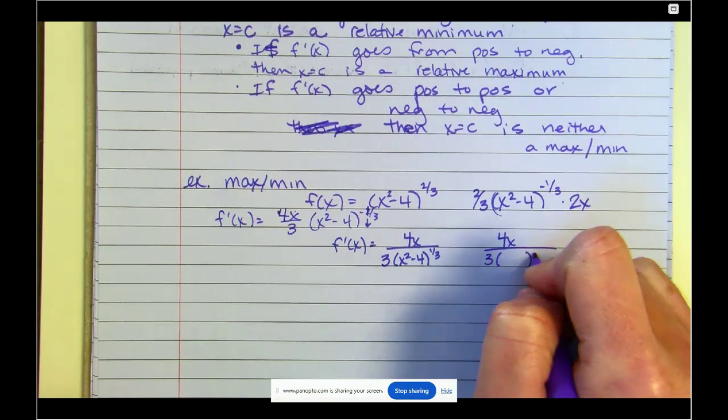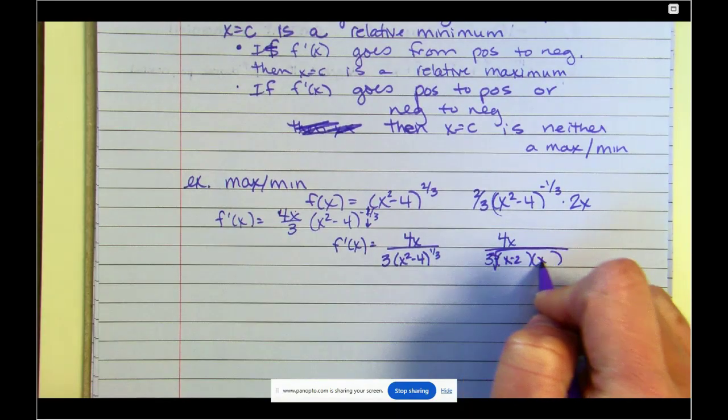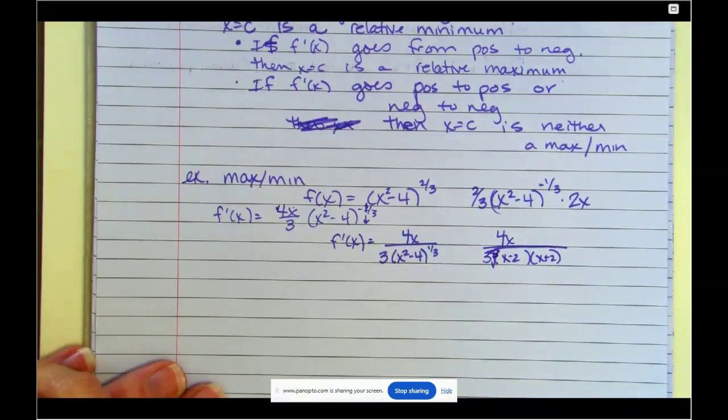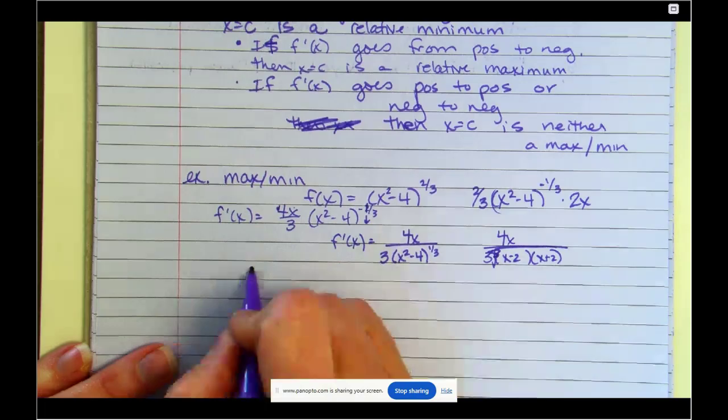So what's that factor to? x minus 2, x plus 2. So it's 3 times the cube root of (x plus 2)(x minus 2). I just put it all in parentheses to the 1/3. That's okay too. Okay, now, what are your critical values?